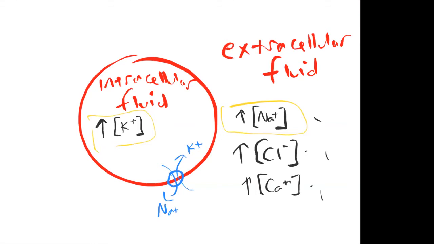Would you mind going back to the definition that you had for the primary active transport? I just didn't finish writing it down.